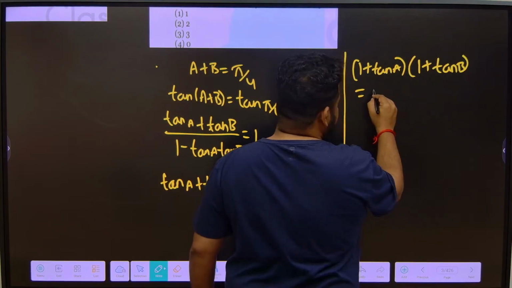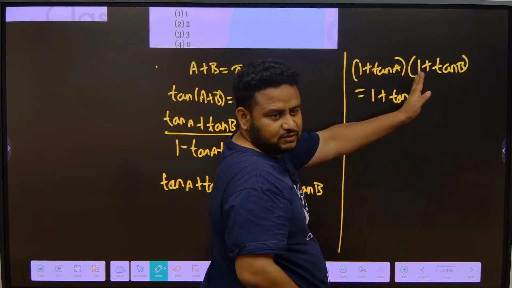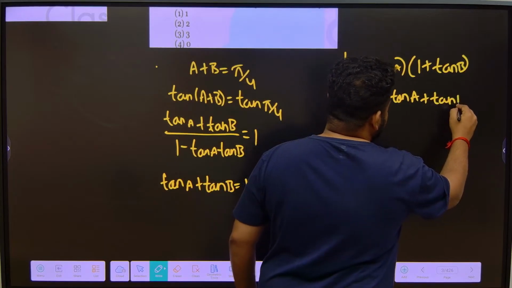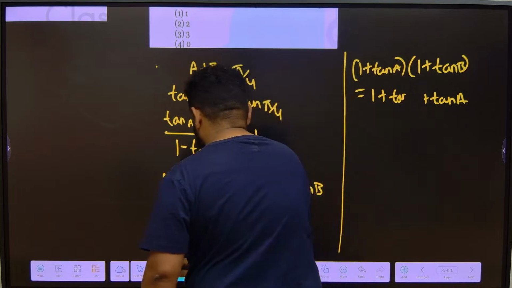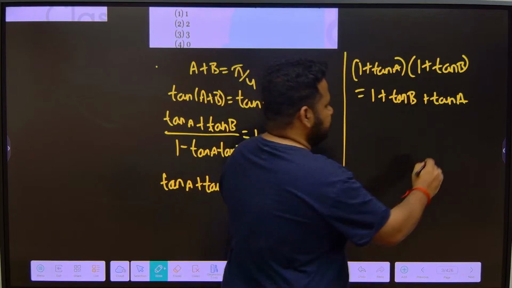If I multiply, please observe here. 1 plus tan a, 1 into this is 1 plus tan a. Now tan b into 1 is plus tan b. Yes, this should be tan b actually. So this will be 1 plus tan b plus tan a plus tan a tan b.